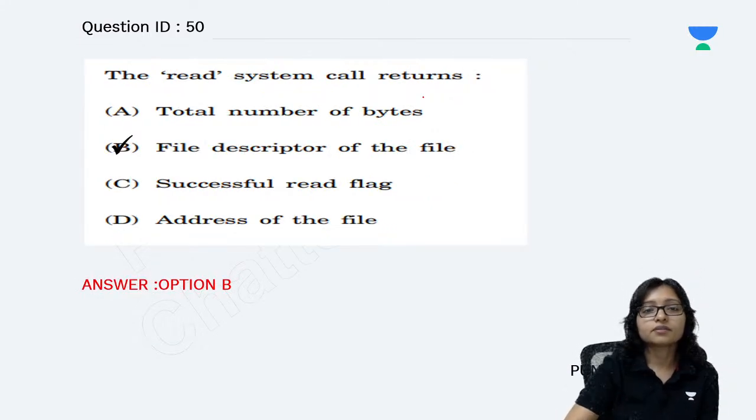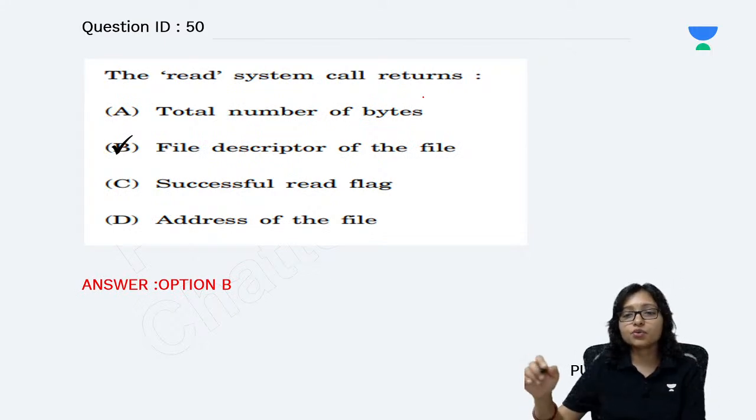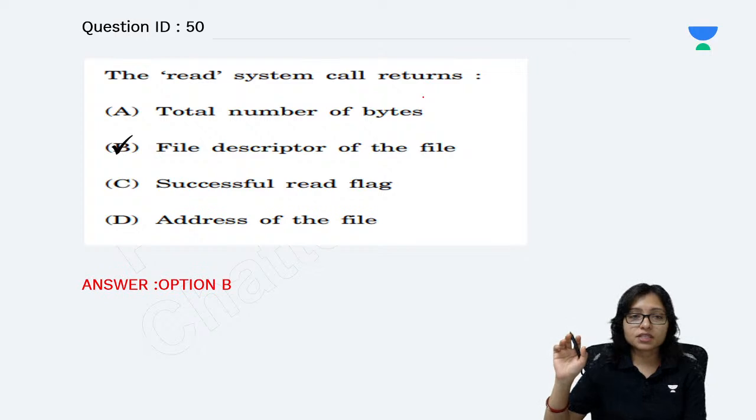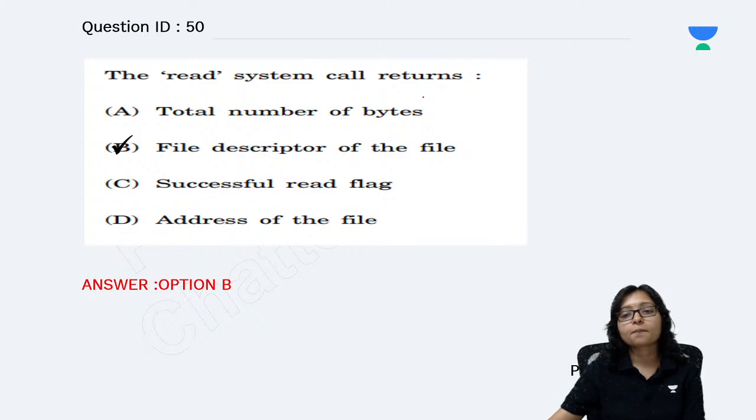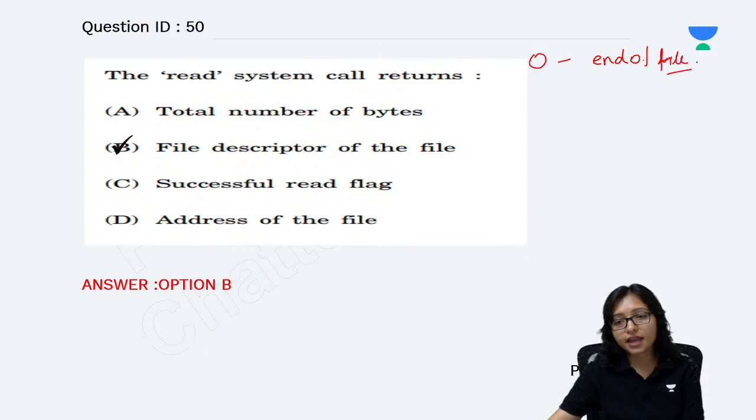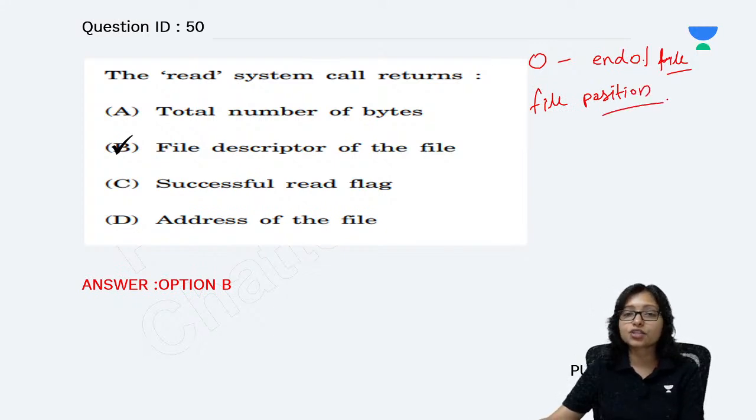Yes, here the read system call is used per the POSIX specification, where the value returned is the number of bytes read, and 0 indicates the end of file. Whenever it is returning 0, it indicates the end of file, and the file position is advanced by that number. Where is the file position? It is doing that file position also. So the total number of bytes, the file descriptor of the file, means where the position actually is.